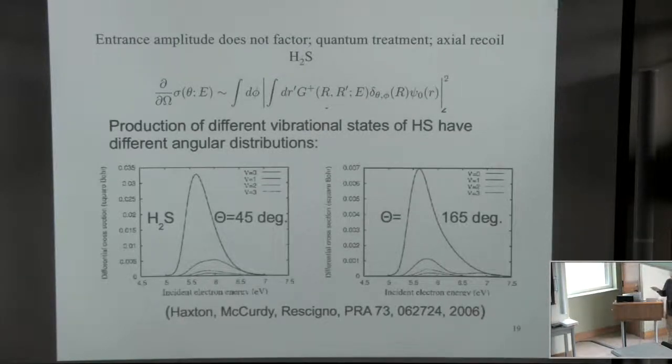Okay, so here's an example of that. If we can't factor the angular part out of the integral, the propagation integral, you have to keep it in right here. So if I fix theta, I get a prediction for that theta. Here I've done a calculation on hydrogen sulfide at two angles, and we have a different initial state, so we have a different final state, and you can see that the cross sections are indeed angle dependent.